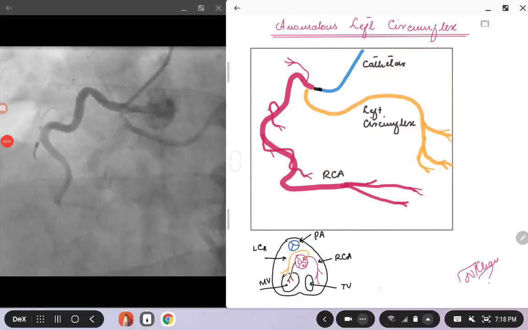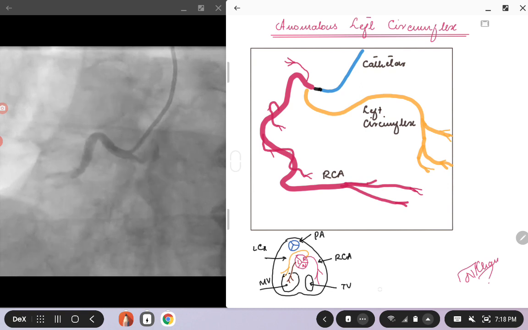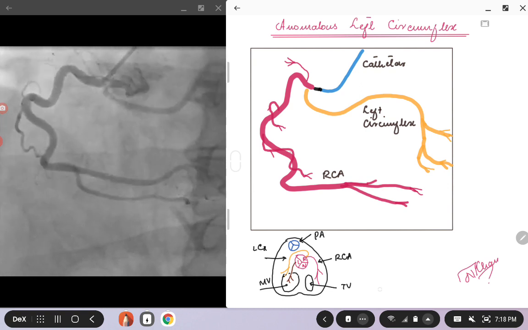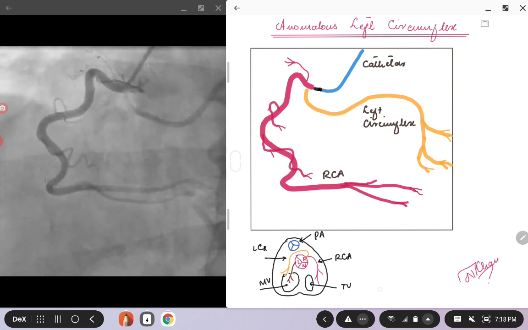Hello everybody, today we are going to talk about another coronary anomaly that you might come across, and that is the anomalous takeoff of the left circumflex coronary artery.